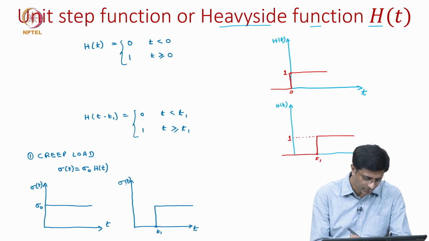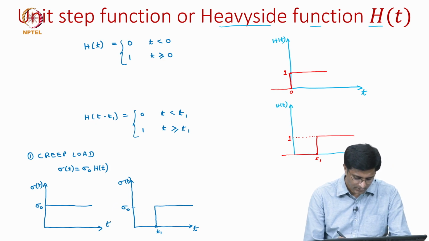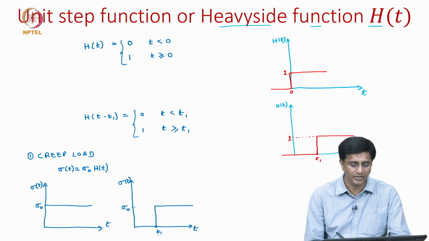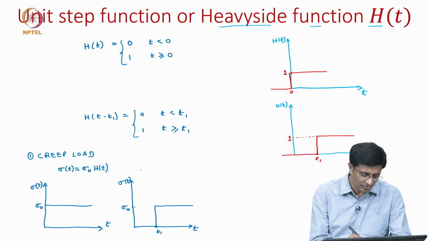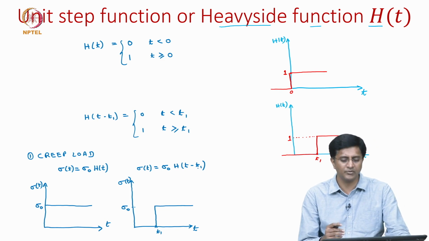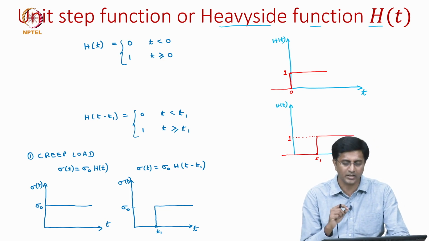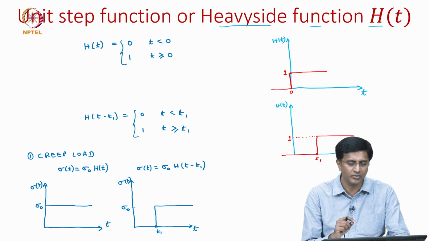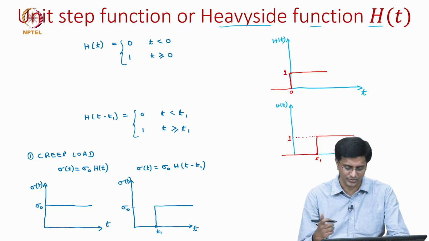So, again we are talking about stresses. Sigma naught is the applied stress, and it is applied at time t1. So, how do we represent this load? We represent it as the stress at time t, sigma of t, is sigma naught times H of t minus t1. H of t minus t1 takes care of the step function occurring at time t1, and sigma naught takes care of the amplitude.